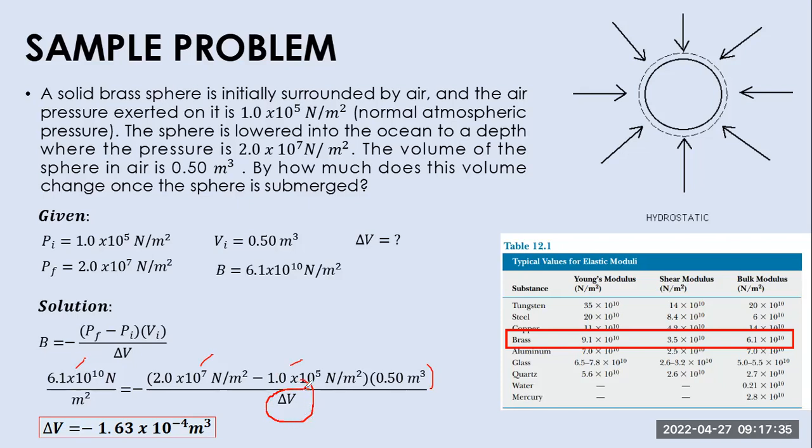Input it in the calculator, shift solve, and we have a value for our delta V of negative 1.63 times 10 to the power of negative 4 meter cube. So this is the answer to our problem.